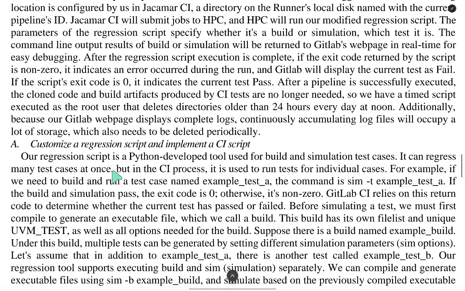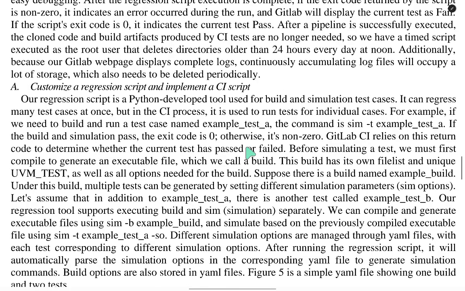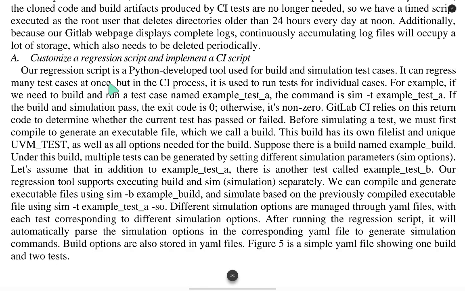A. Customize your regression script and implement a CI script. Our regression script is a Python-developed tool used for building and simulation test cases. It can regress many test cases at once, but in the CI process, it is used to run a test for individual cases. For example, if we need to build and run test code named example_test_A, the command is sim -t example_test_A.